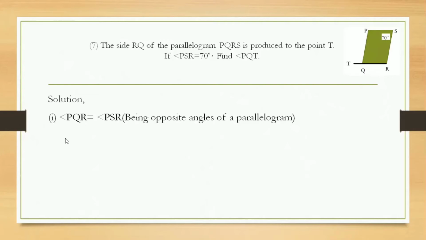Solution. Number 1, PQR. PQR means this inside angle. They are opposite angles. This is 70, and obviously this will also be 70, because opposite angles of a parallelogram are equal. After getting PQR, we can find this other angle.